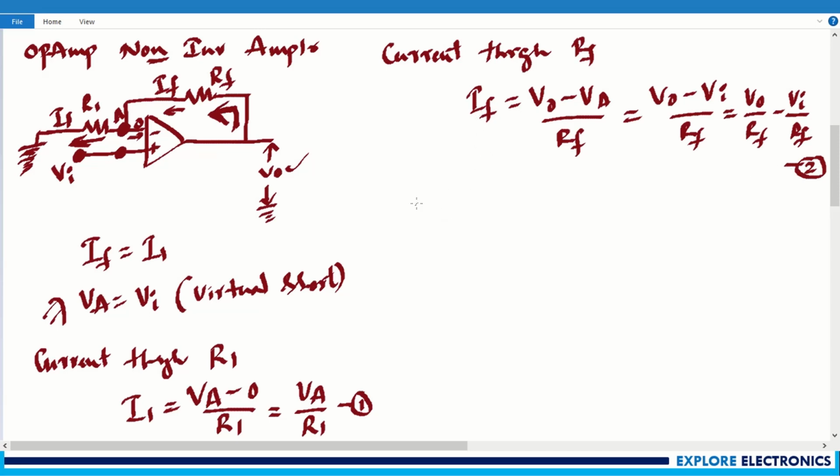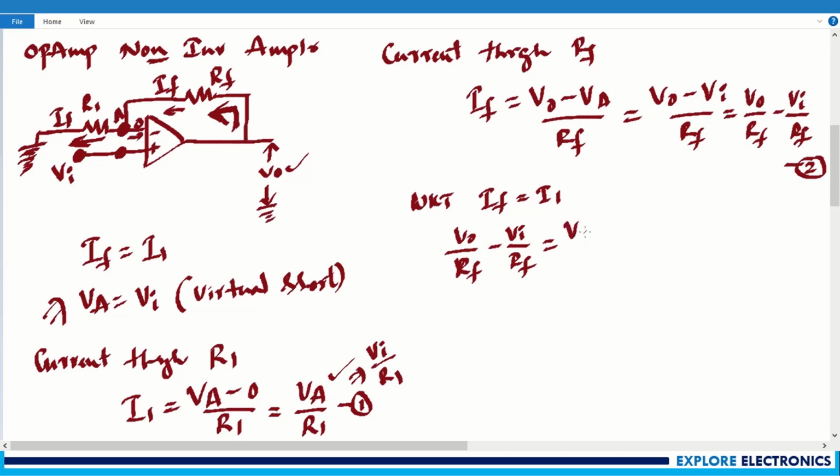Now, as we know, current If will be equal to I1. What is current If? It is V0 divided by Rf minus Vi divided by Rf, which will be equal to, what is the current? Va divided by R1. Again, what is Va here? It is Vi. So we can write it as Vi divided by R1. Let me write directly Vi divided by R1.